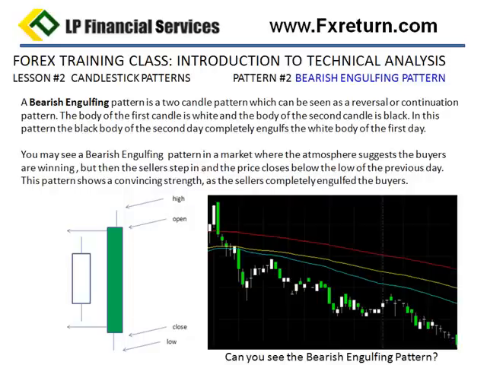As we look on to pattern 2, a bearish engulfing pattern, we see that a bearish engulfing pattern is also a two-candle pattern, which can be seen as a reversal or continuation pattern. The body of the first candle is white, and the body of the second candle is black. In this pattern, the black body of the second day completely engulfs the white body of the first day.